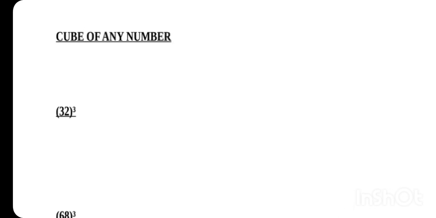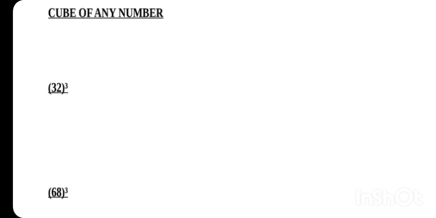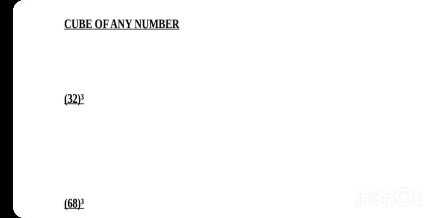We will learn how to get the cube of any number easily. Here we also consider the last digit as A and the digit before it as B, or vice versa, like the last digit as B and the first digit as A. You can do whatever you want.